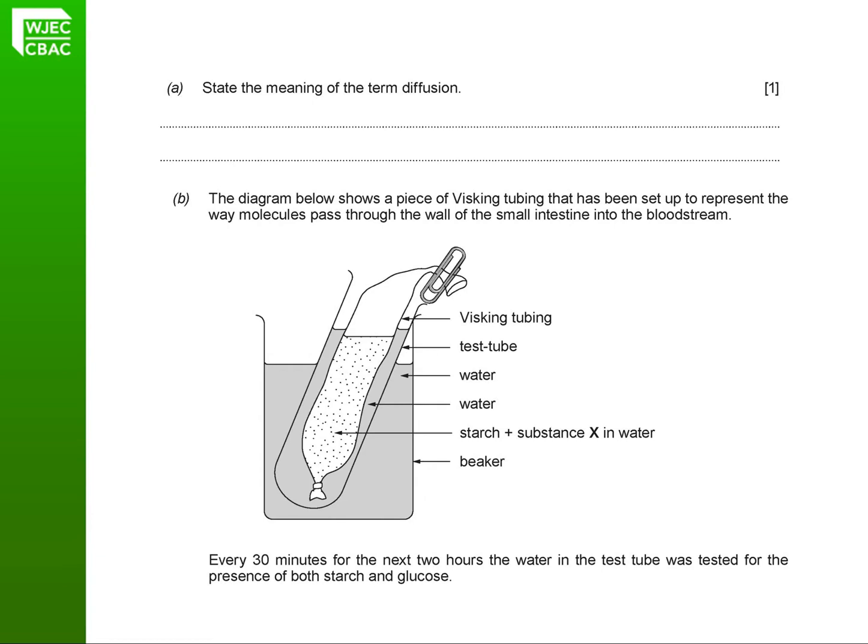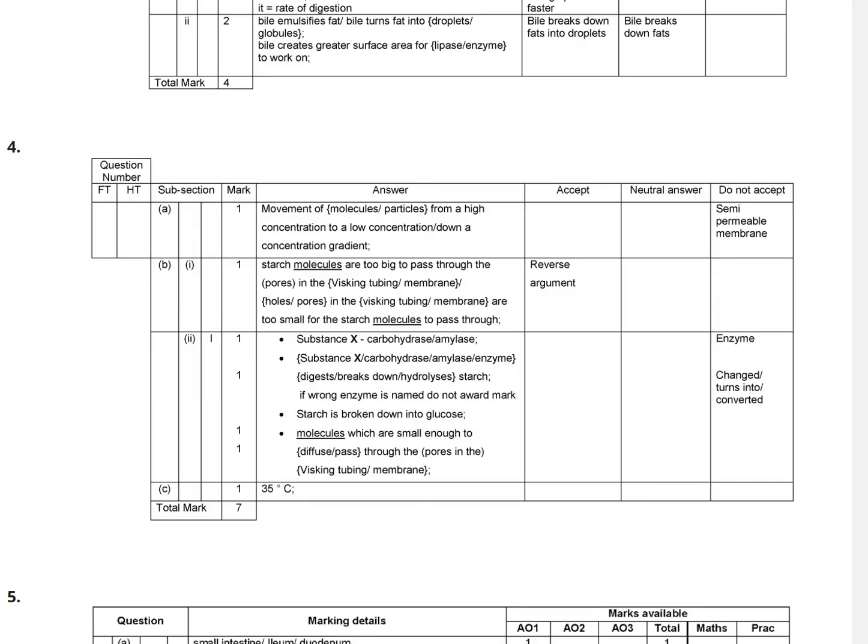Okay, so if we go back to question 4, state the meaning of the term diffusion. What you'd need to say is that diffusion is the movement of either molecules or particles from an area of high concentration to an area of low concentration. So the molecules are therefore moving down a concentration gradient, but as long as you say they're moving from where they are high concentration to where they are low concentration, then that would be fine.